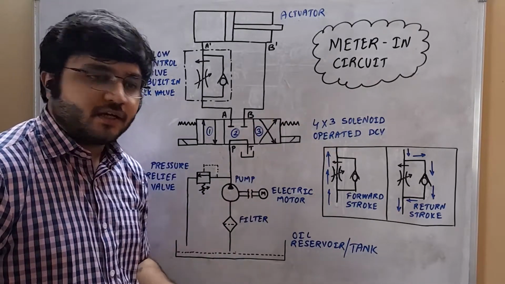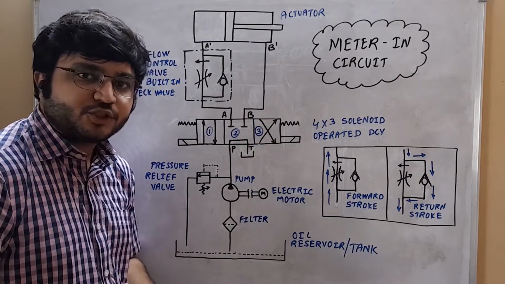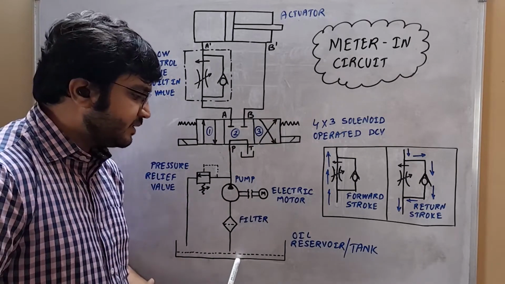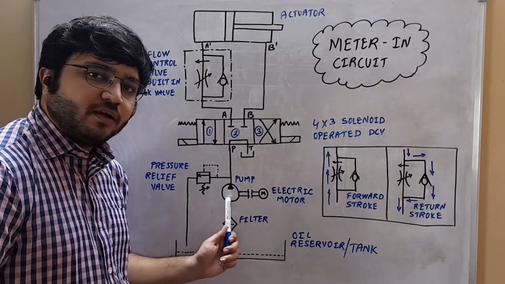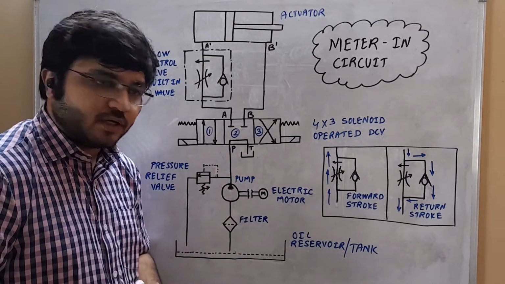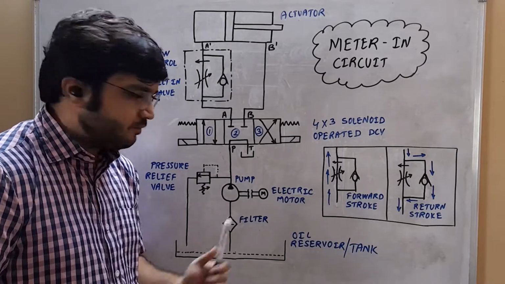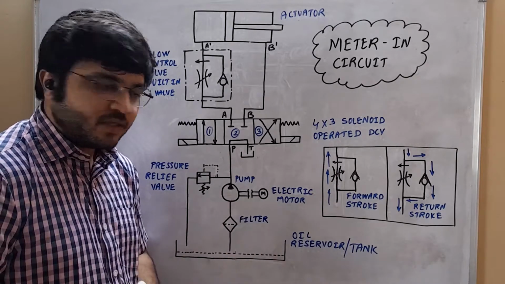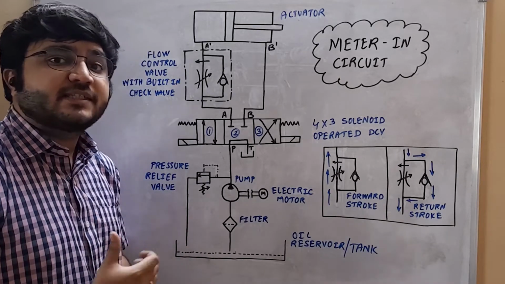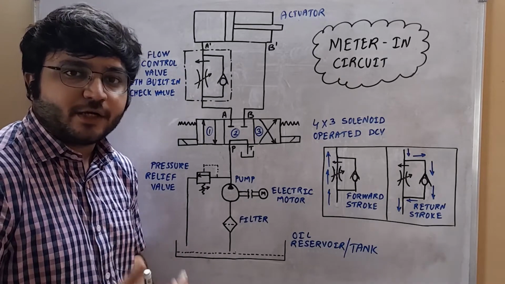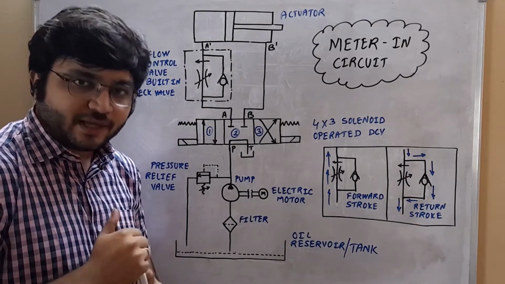Here in the meter in circuit, first comes the oil reservoir, which will be storing the hydraulic oil. Then this hydraulic oil will be filtered by using a filter. Then it will be driven towards the actuator using a pump, which will be actuated by the electric motor. Then next comes the pressure relief valve, which will be relieving the excess pressure if it is present in the hydraulic lines, so as to ensure their life.